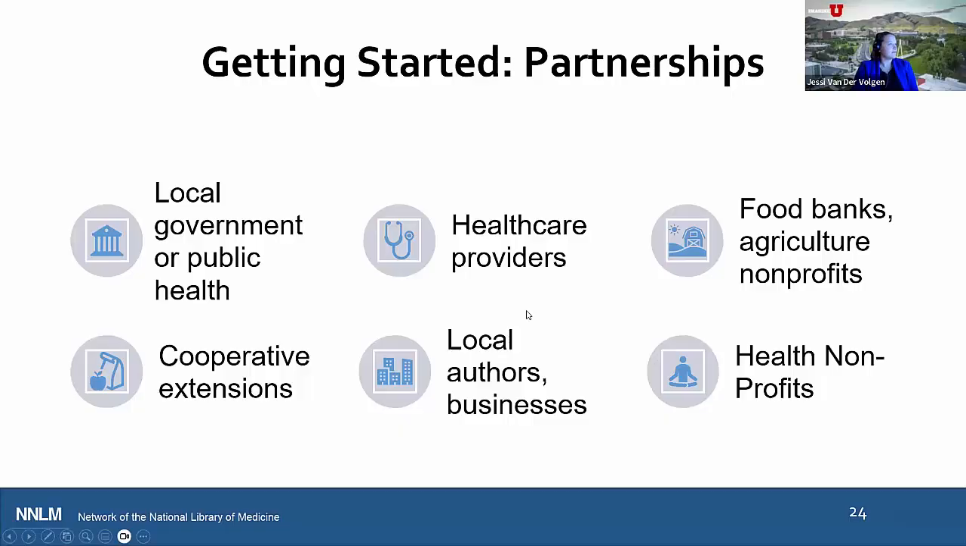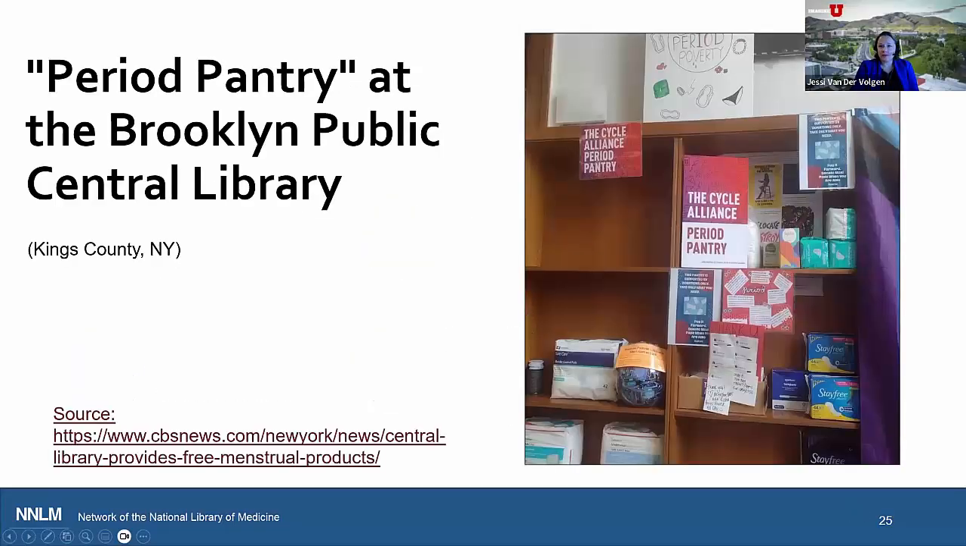Let's see, did I skip one here? All right, so we'll give you some examples of some partnerships. At Brooklyn Public Central Library, the young adult librarian Rakesha Kearns White noticed a need in her community, many young people experiencing period poverty. And so they were impacted by a lack of access to menstrual hygiene products. So the library partnered with a nonprofit called the Cycle Alliance to start up a period pantry. And so this resource has products, but also educational materials and resources on reproductive health.